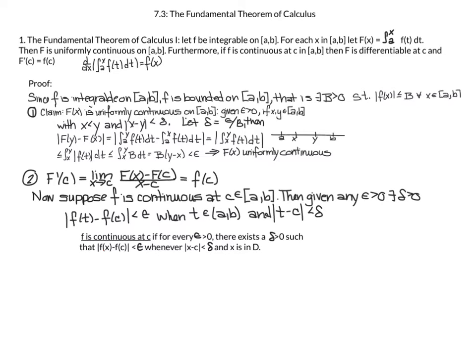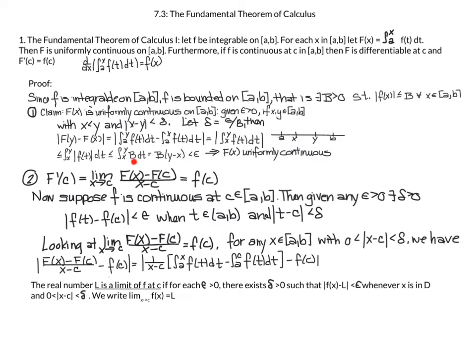In other words, we can make the difference between f of x and f of c arbitrarily small by defining a delta, this condition that the difference between x and c is less than delta. So plugging in or using this definition in our example here, given any epsilon greater than 0, there exists a delta greater than 0 such that f of t minus f of c, in this case our variable for f is t, is less than epsilon whenever t is in AB, and t minus c is less than delta.